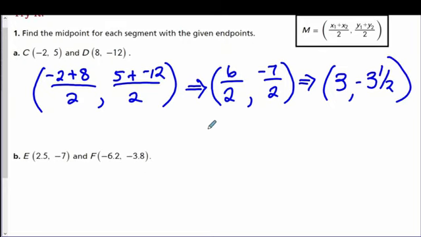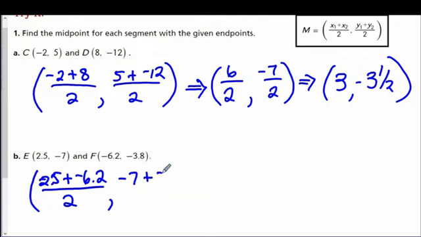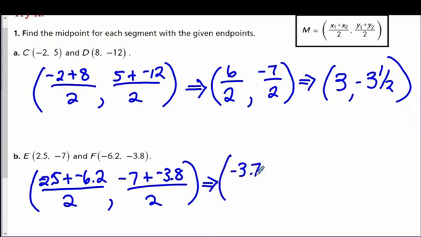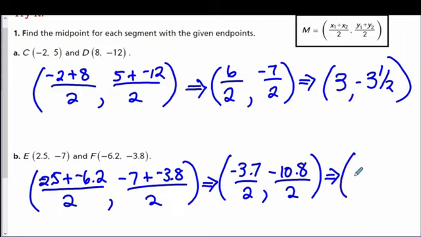Next one, halfway point or the midpoint between E and F. Again, I'm going to average my x values. So this is 2.5 plus -6.2 divided by 2, and -7 plus -3.8 divided by 2, which gives me -3.7 divided by 2 and -10.8 divided by 2, which gives us the point (-1.85, -5.4).